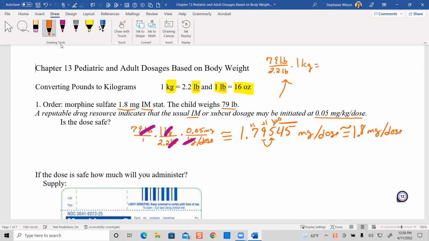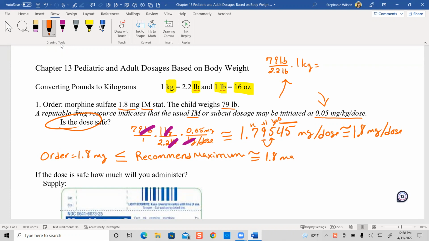Because remember, if it's safe, the order, which in this case is 1.8 milligrams per dose, will be less than or equal to the recommended max. And in this case, they only gave you one recommendation here. They just gave you a max. In this case, it is equivalently 1.8 milligrams. So yes, this order is safe.